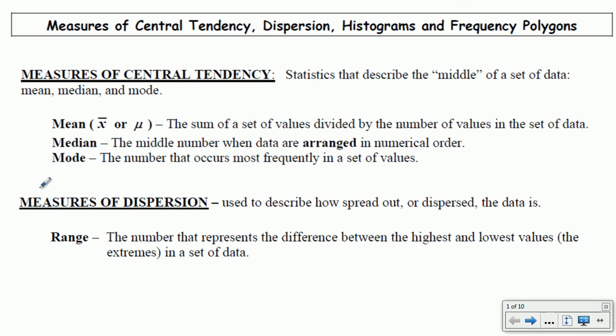values. Next up we have measures of dispersion, which is used to describe how spread out or dispersed the data is. We have here the range, which is the number that represents the difference between the highest and lowest values in a set of data.